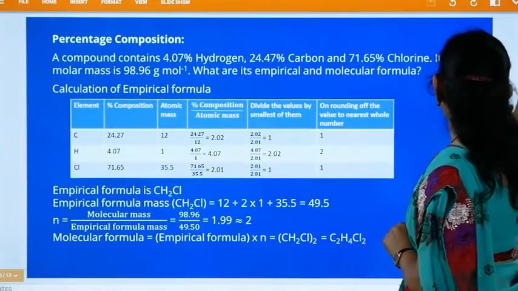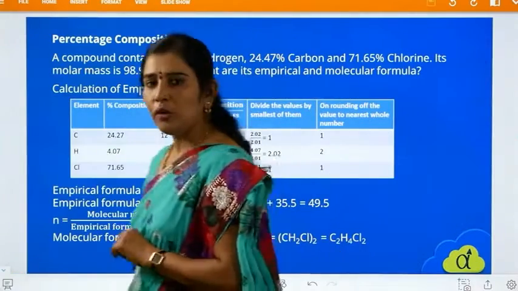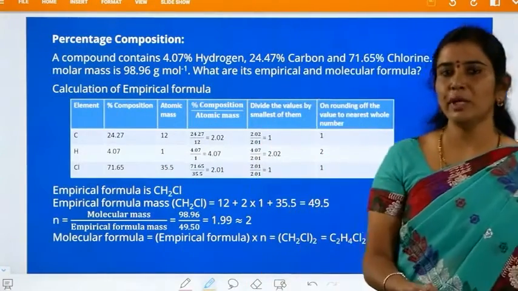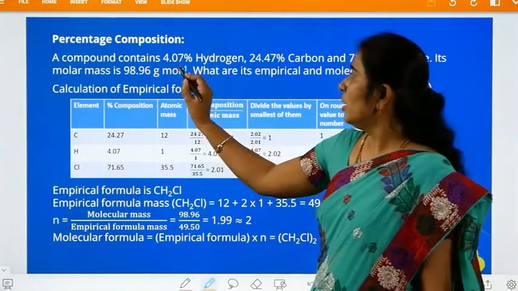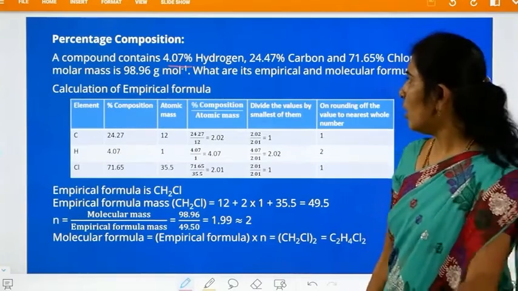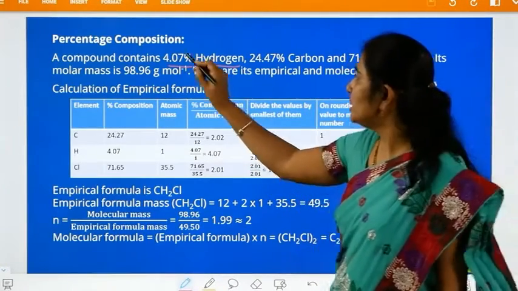With an example, I am going to explain. For example, you have got a compound. In the exam, they will ask you to write the empirical formula, molecular formula and so on. Here is a compound. We don't know that compound. A compound composed of what? Hydrogen. How much percentage here?